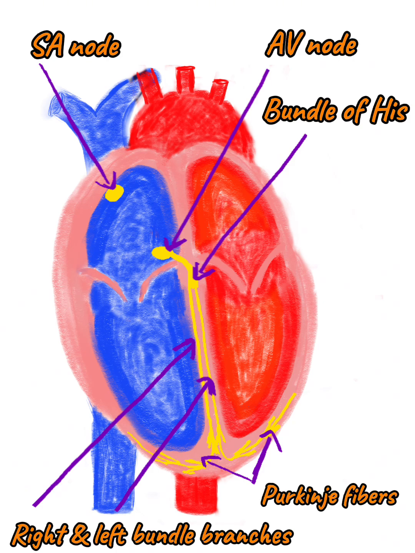In our next video, we'll take a closer look at the pacemaker potential to understand how the SA node generates these impulses automatically and keeps the heart beating rhythmically.